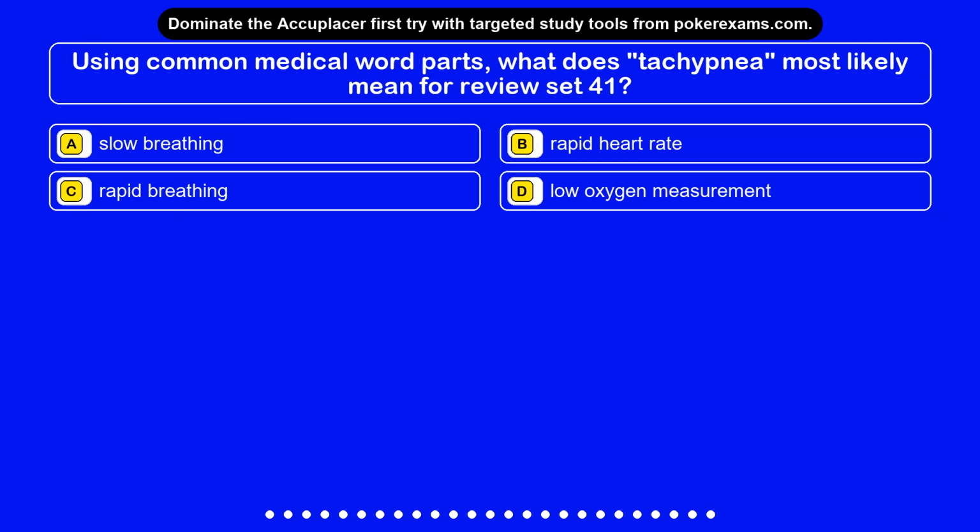Question 23. Using common medical word parts, what does tachypnea most likely mean for review set 41? Option A, slow breathing. Option B, rapid heart rate. Option C, rapid breathing. Option D, low oxygen measurement.